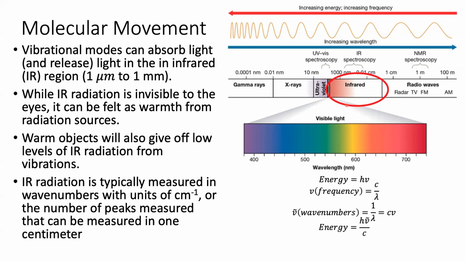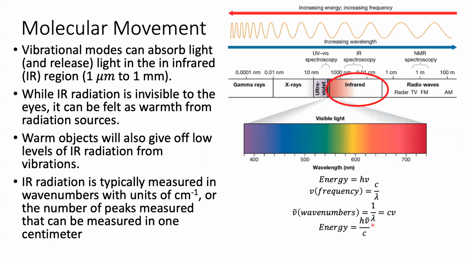So one of the things that's going to be a little bit weird with infrared spectroscopy is, you've probably encountered frequency and wavelength before, but due to some historic reasons of the way it was originally easiest to measure infrared radiation, we use something called wave numbers. So a wave number can really be thought of as inverse wavelength.